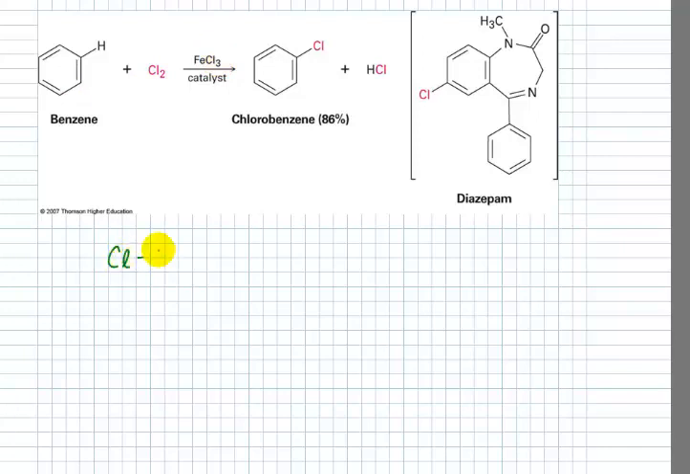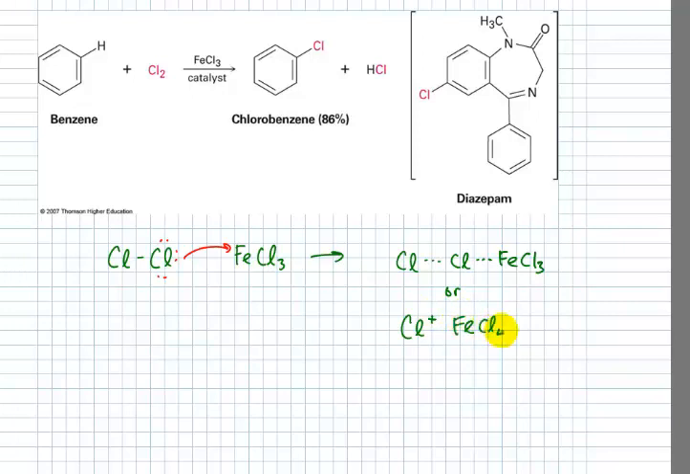Let's draw a Cl-Cl and FeCl3. One of chlorine's lone pairs attacks the iron. We get chlorine half bonded to the other chlorine, half bonded to an iron, which can be attacked. Or another way to say that would be Cl+ and FeCl4 minus. Those are actually the same thing.